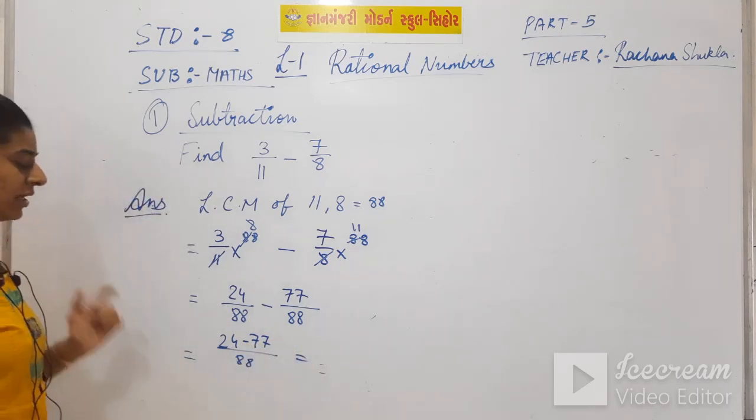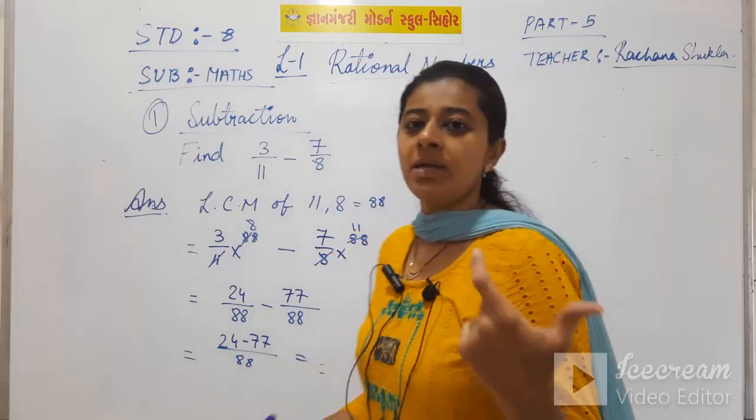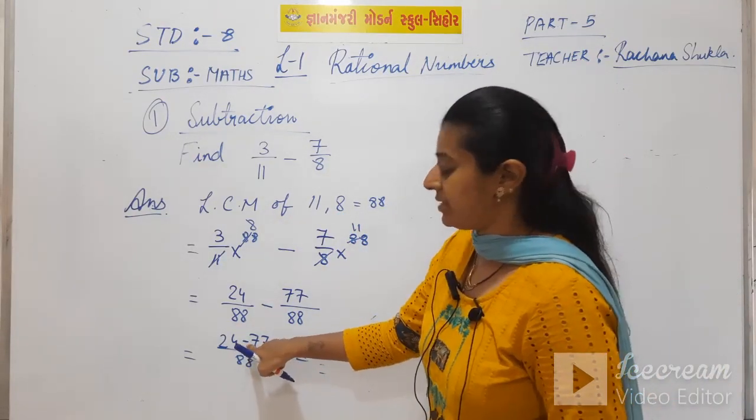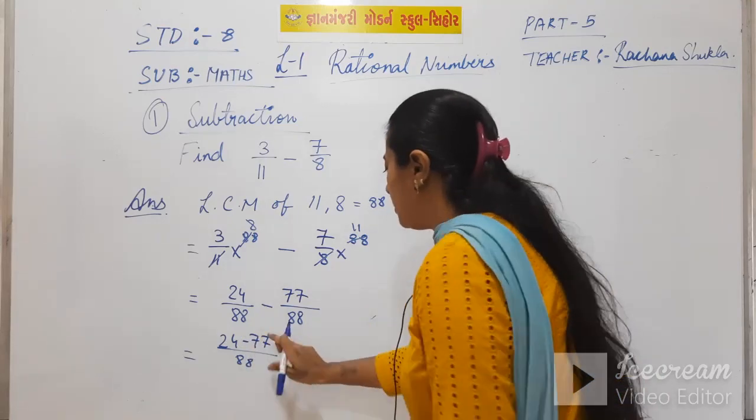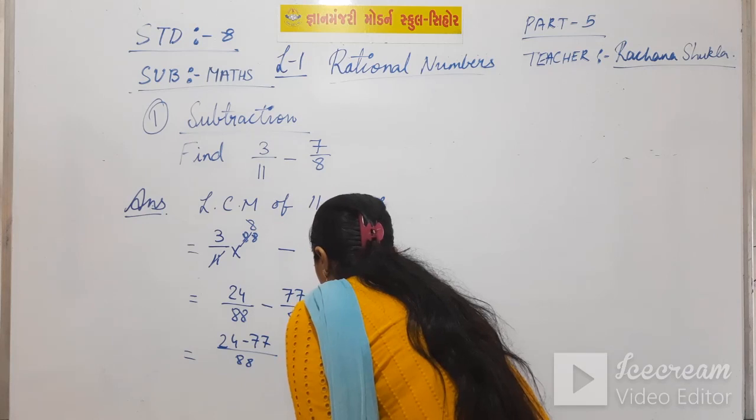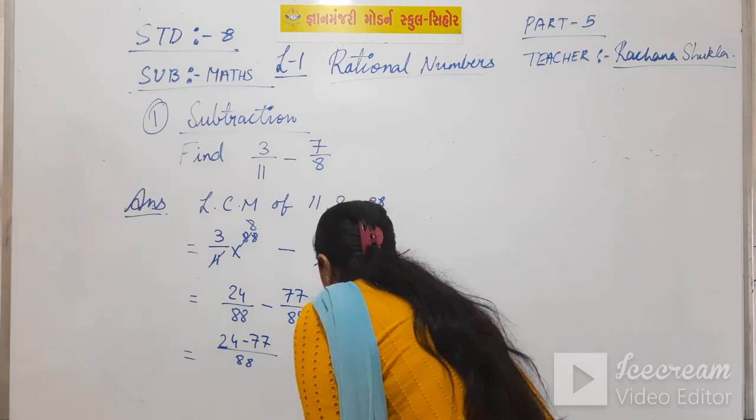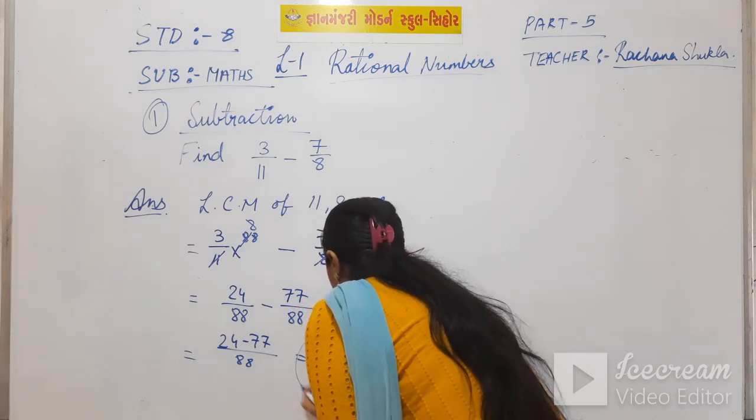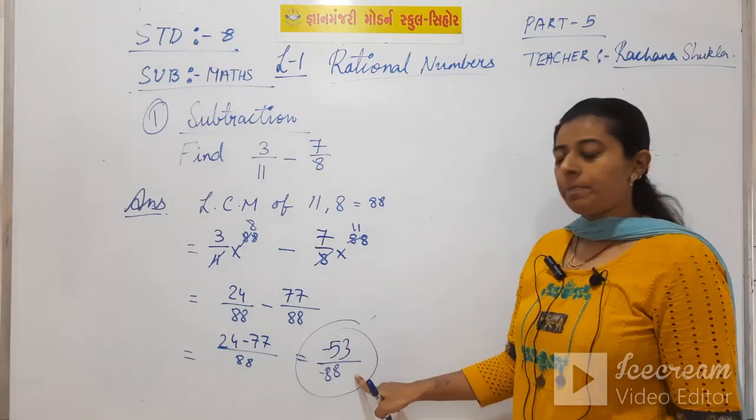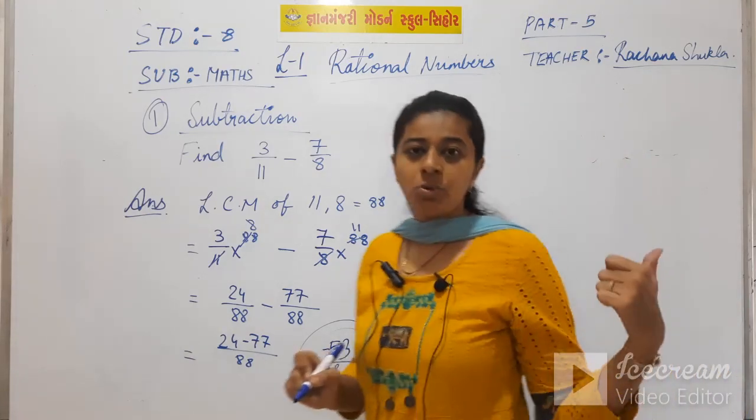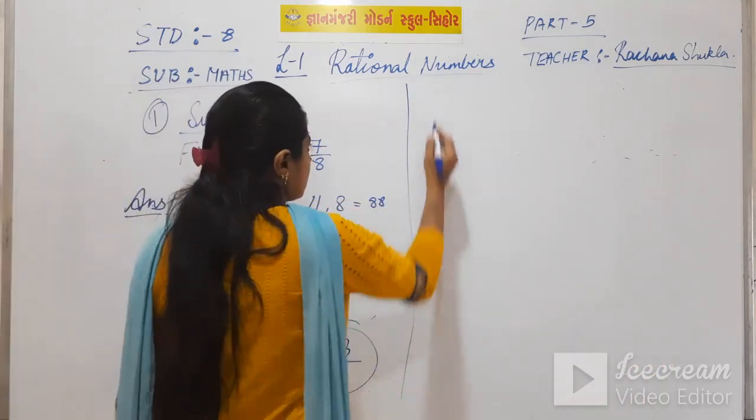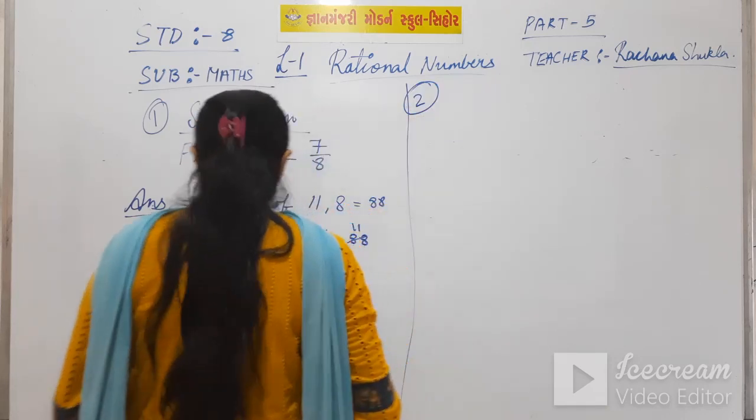You will get one answer, and that answer will be in the negative sign. Why? Because 77 carries a negative sign. So your answer will be minus 53 upon 88. What will be your answer? Minus 53 upon 88. This was an example of subtraction. Now we will see another sum of subtraction.